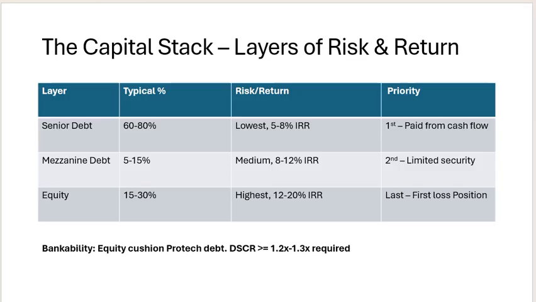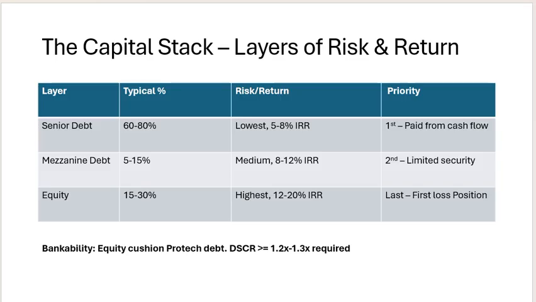A mezzanine fund is one where you can act as a debt provider if you want, or as an equity provider. Typically it is 10 to 15% of the stack, and it will give you a medium return of 8 to 12%. The security is second, with limited priority, and the equity is last, so the equity bears the loss. If the fund proceeds come in, they are first distributed to the senior debt, then the mezzanine debt, and then the equity holders.